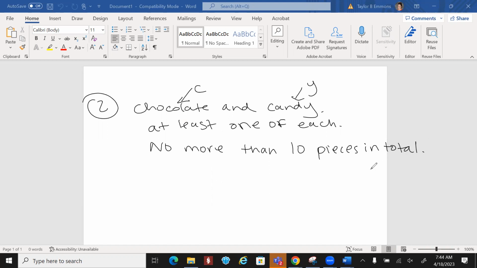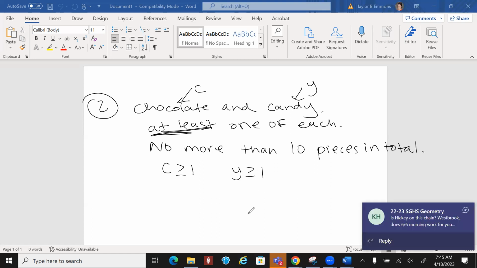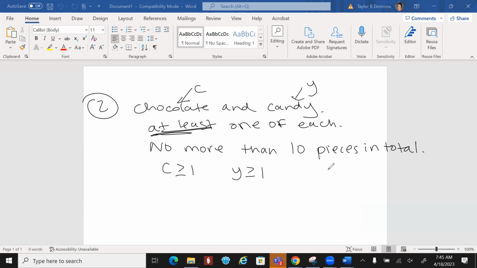I want to write inequalities to represent this situation. If I say at least one of each, what is that inequality going to look like? That's going to be C is greater than or equal to 1, and Y is greater than or equal to 1. Now, what about no more than 10 pieces in total? How would I write that inequality? Well, if we say in total, that means we're going to combine our chocolate and our candy. No more than 10, so we're going to have less than or equal to 10. Everybody see where I got that from?